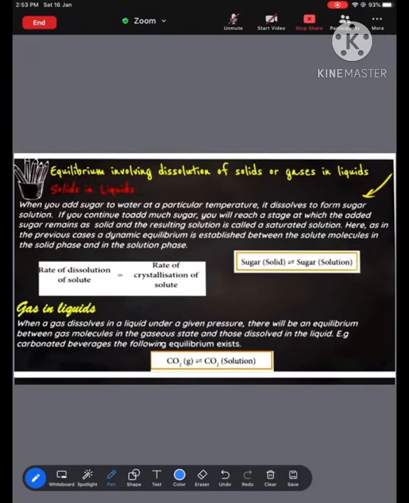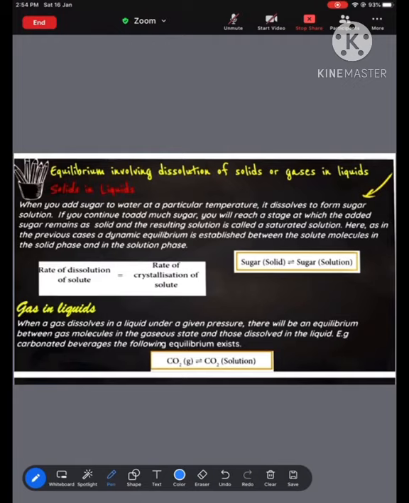Next we will see another kind of system, equilibrium involving dissolution of solids or gases in liquids. There is going to be equilibrium attained when you dissolve a solid or gas in liquids. First we will see solids in liquids. When you add sugar to water at a particular temperature, what happens? The sugar will dissolve. But as you add more and more sugar, there is going to be a point at which the sugar will stop dissolving in the water, because the solution would have been a saturated solution at that point. So what happens there?